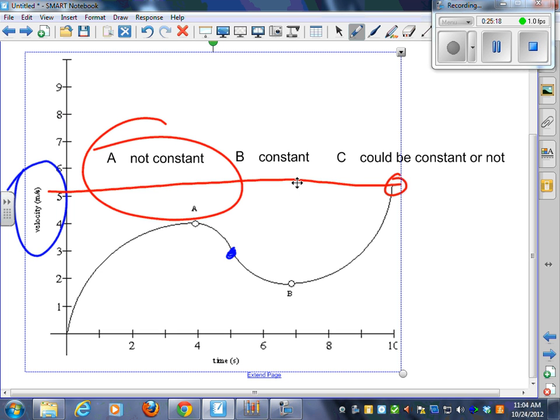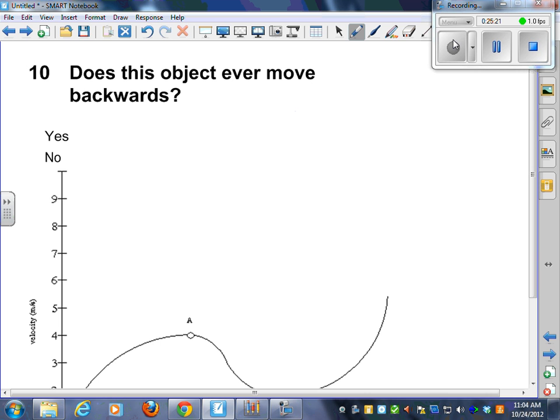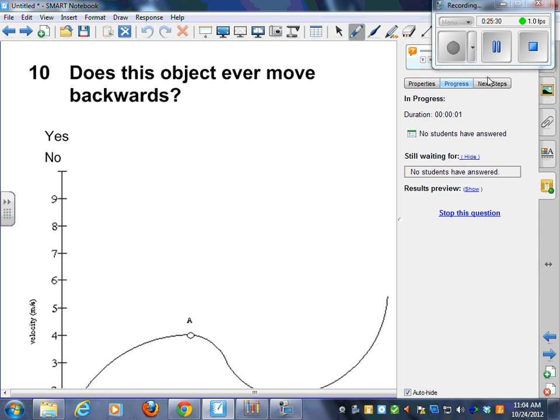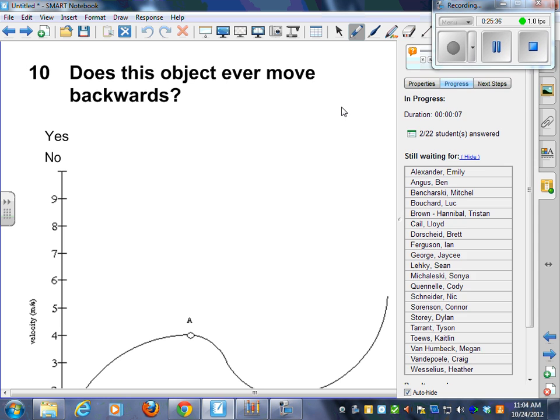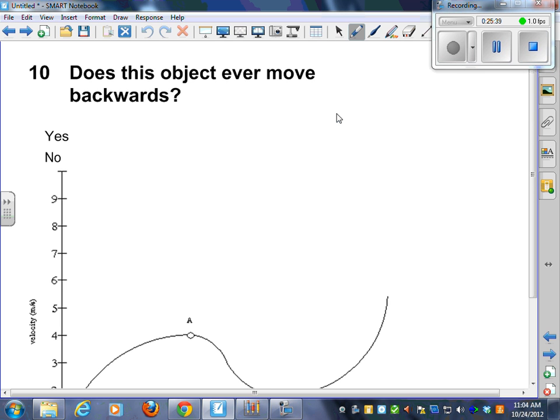Okay, that's good. Oh, I knew I was going to do this. Well, we'll see who was listening. I hate it when I do that. I give away the answer before I'm supposed to. Jeez, I hate when I do that. Does this object ever move backwards? Can't believe I messed that up. There's no H. It's yes or no, Lloyd.